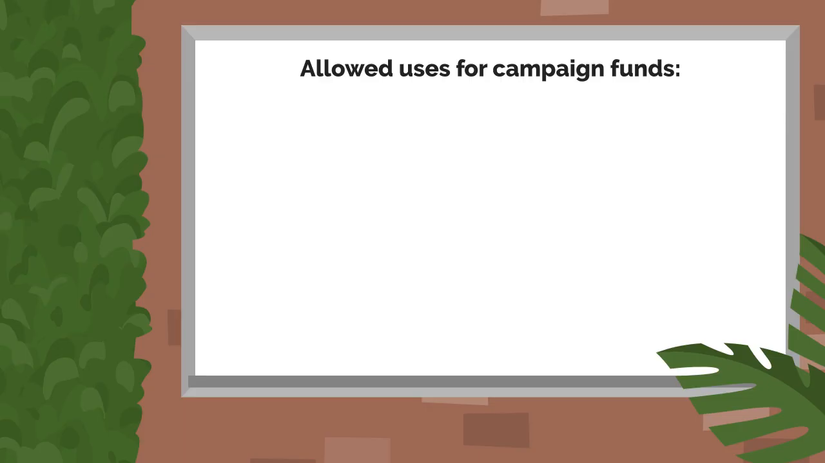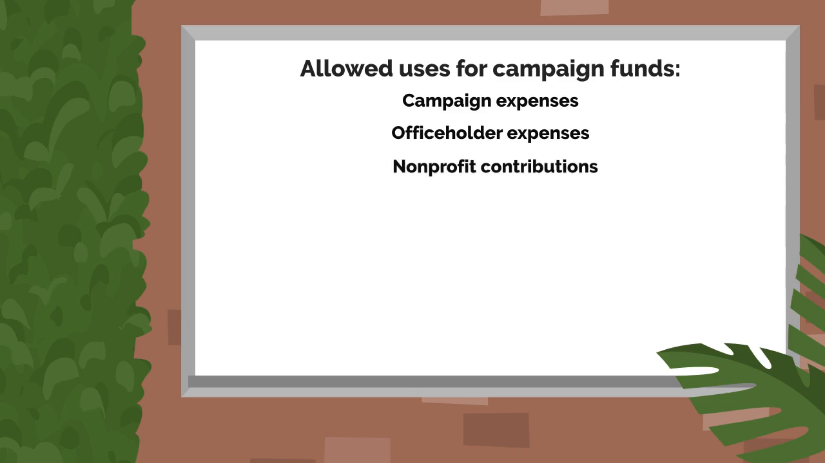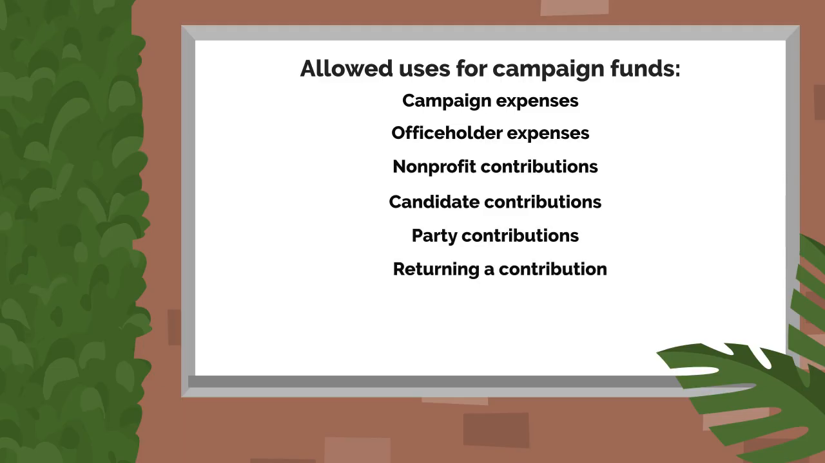Let's briefly discuss allowed uses for campaign funds. Expenditures made from a candidate's campaign account are limited to expenses resulting from the campaign or from holding public office, contributions to qualifying nonprofit organizations, candidate contributions, contributions to another candidate or party committee, returning a contribution to a contributor, paying campaign finance penalties assessed against the committee, payments to the state escheat fund, and donations to a legal expense fund.